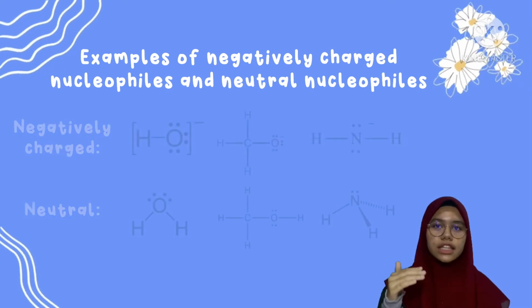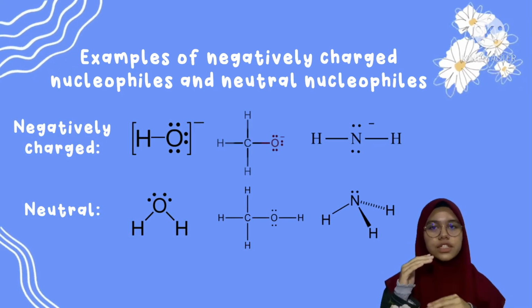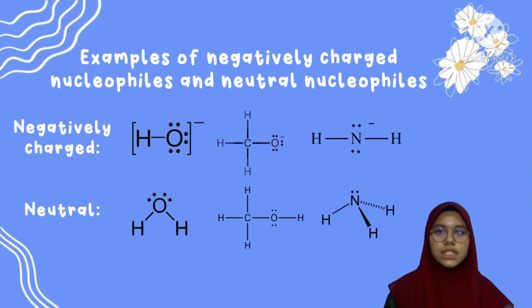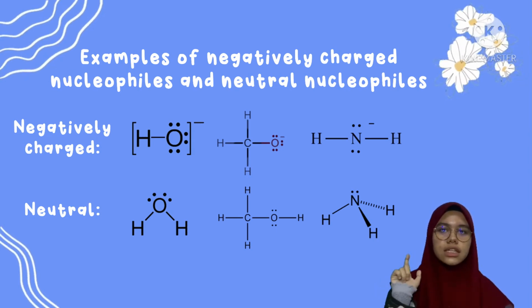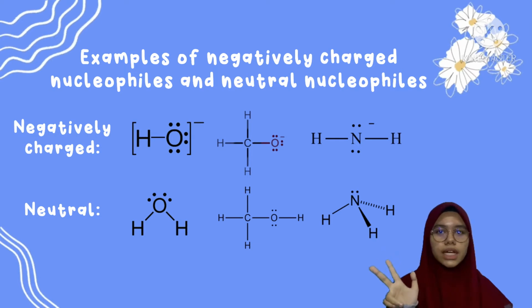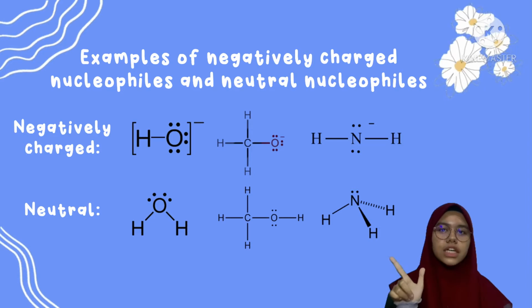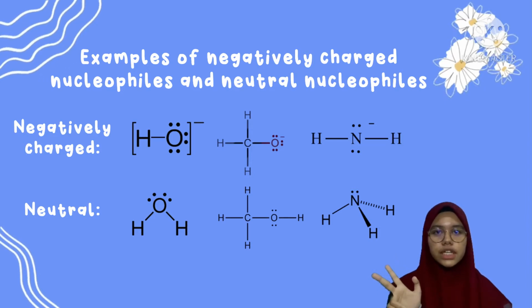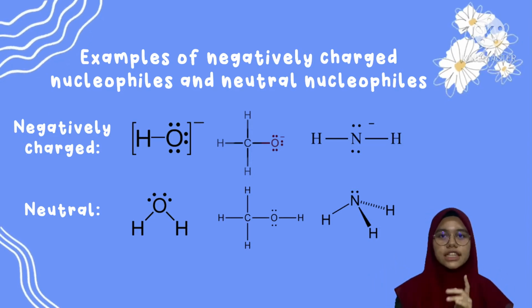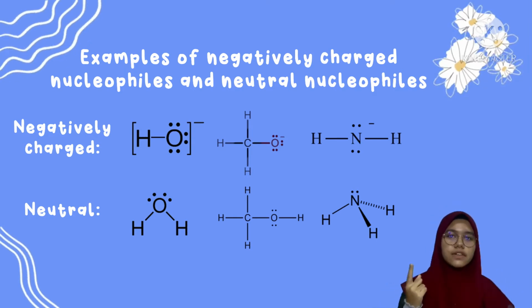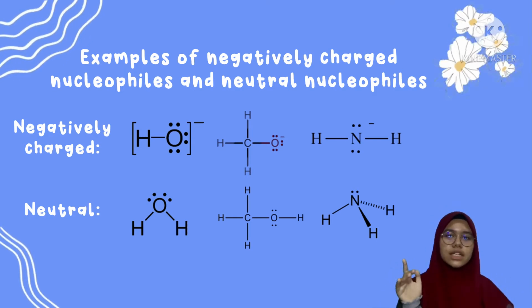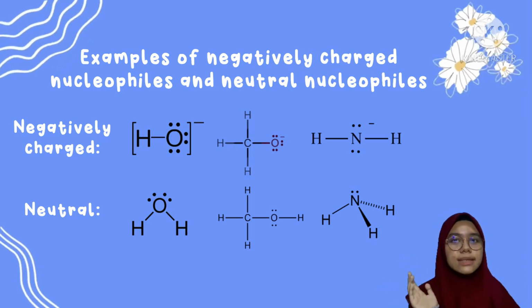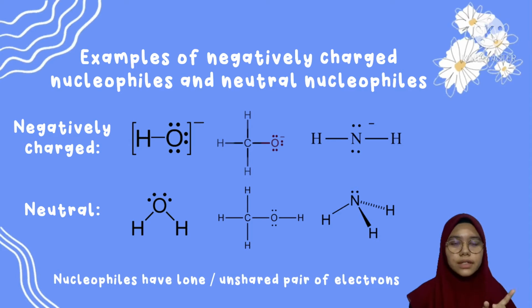I will put the negatively charged nucleophile on top and the neutral nucleophile at the bottom. The negatively charged nucleophiles are OH-, CH3O-, and NH2-, right? And the neutral nucleophiles are H2O, CH3OH, and NH3. For me, I only memorize the negatively charged nucleophiles, because if I add H to each of the negatively charged nucleophiles, it will immediately be a neutral nucleophile. Do you notice the similarities between them? Each of them has a lone or unshared pair of electrons.